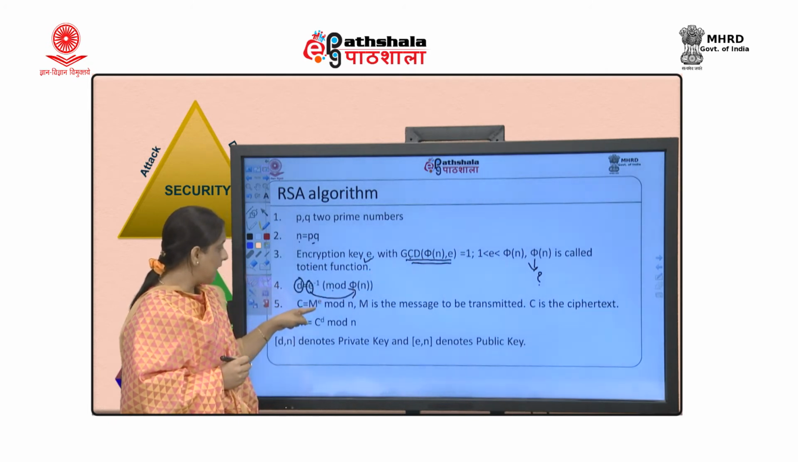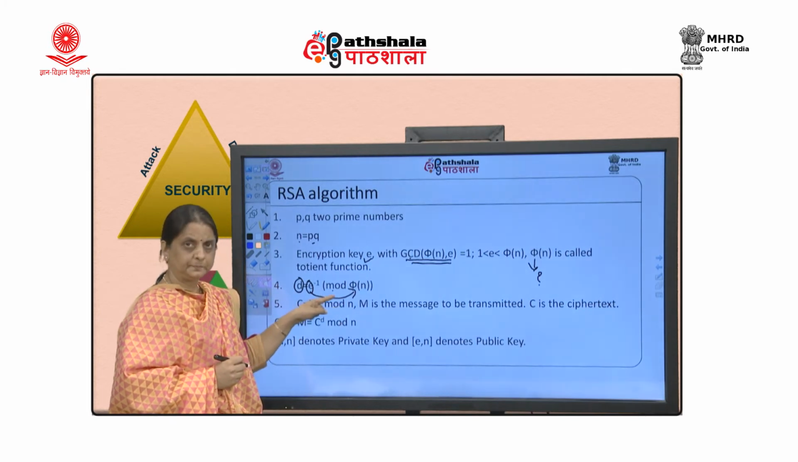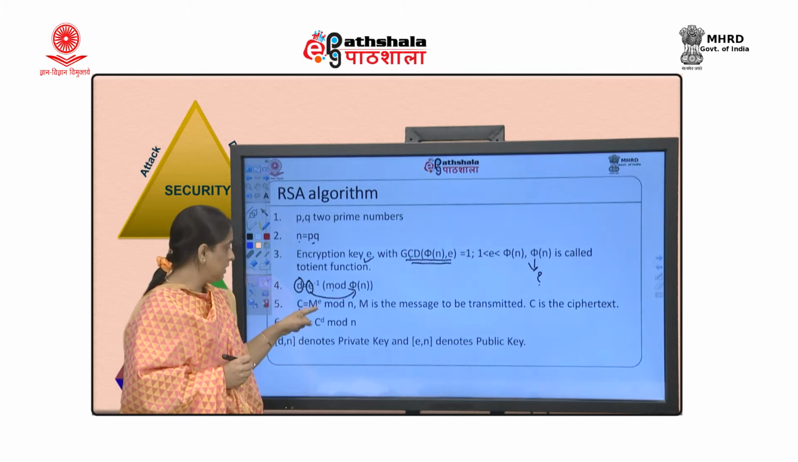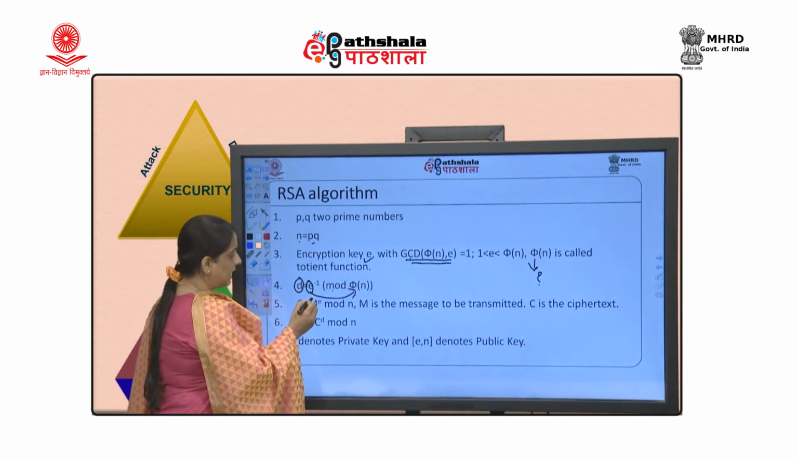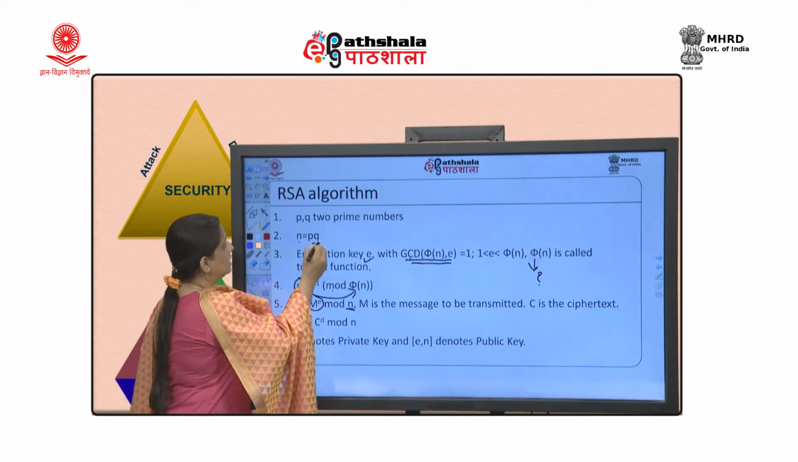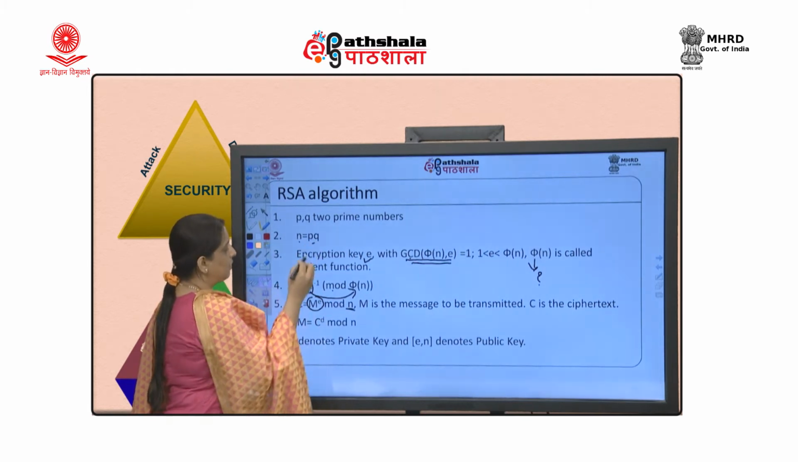C is equal to M raised to E mod n. M is your plain text, E is your encryption key. So we are using the exponent operation. This n is the original n which you computed with the help of P and Q.